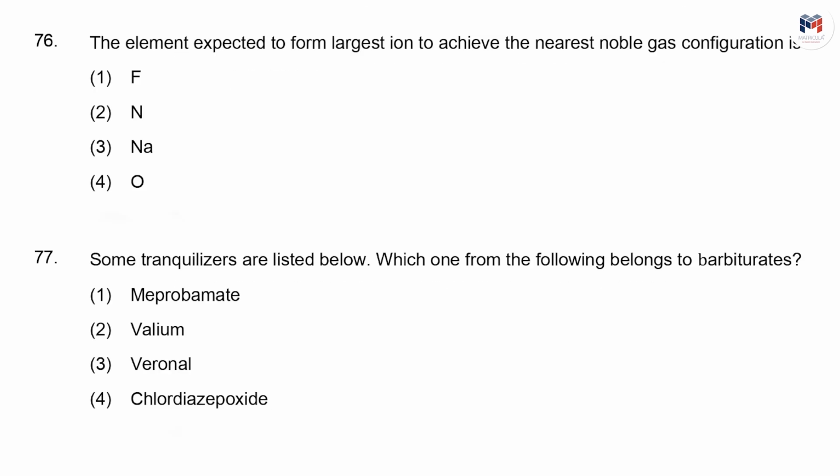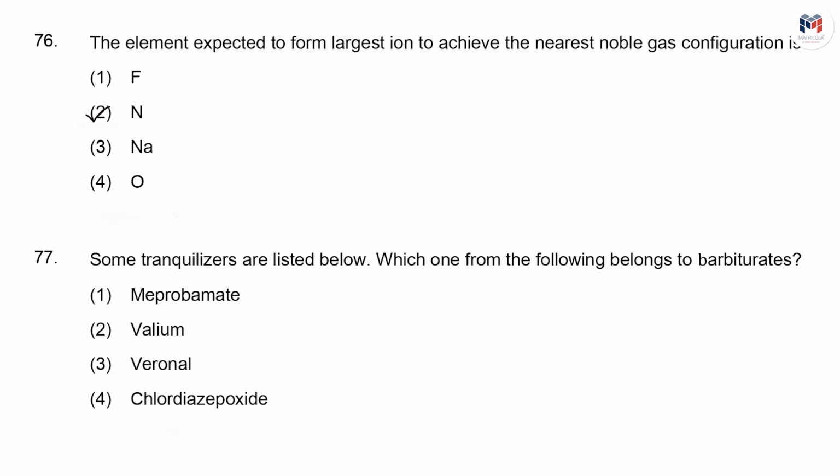Question number 76. The element expected to form largest ion to achieve the nearest noble gas configuration is? The answer is option number 2, nitrogen. Question number 77. Some tranquilizers are listed below. Which one from the following belongs to barbiturates?